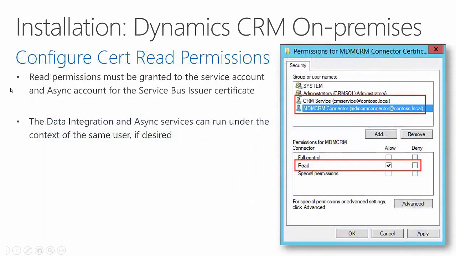Read access to the Microsoft Azure Service Bus Issuer Certificate must also be provided for the connector service account and the account that the Microsoft Dynamics CRM asynchronous processing service is running under the context of. These two services can run under the context of the same user if desired, but the recommendation is to use separate accounts to reduce the chance that any changes to the CRM implementation will impact the connector.